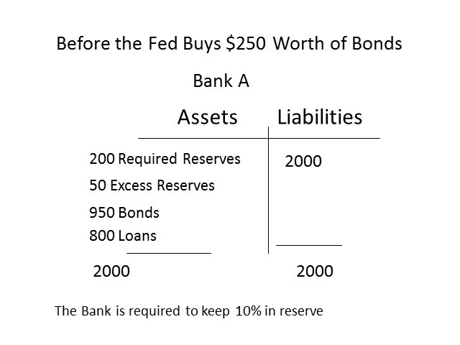As you may remember, the bank has several types of assets. First, it has its required reserves, which it is required by law to hold. In our example, this is $200. Second, it has excess reserves, $50 in our example. The bank also has $950 worth of bonds and $800 in loans.